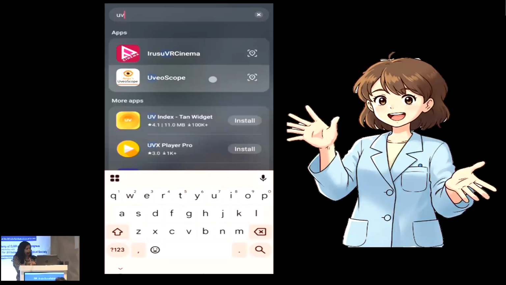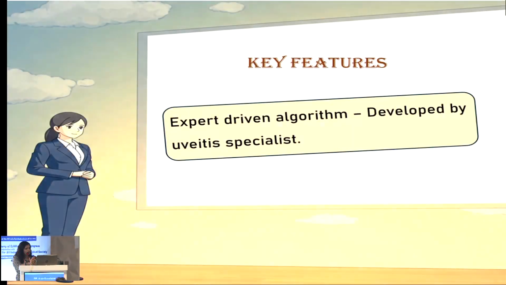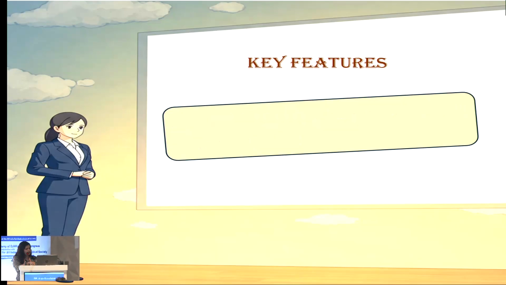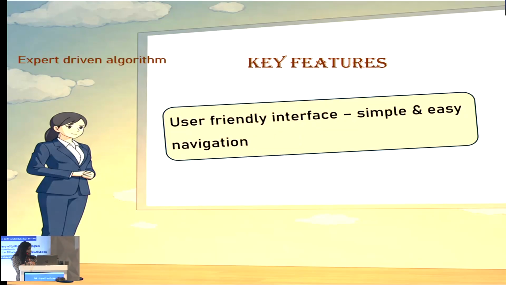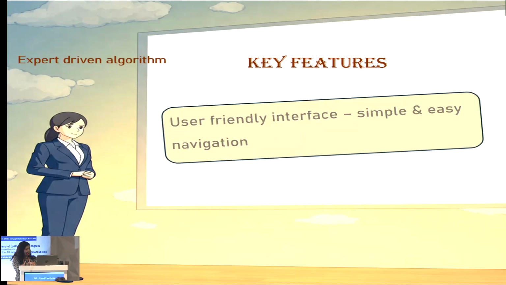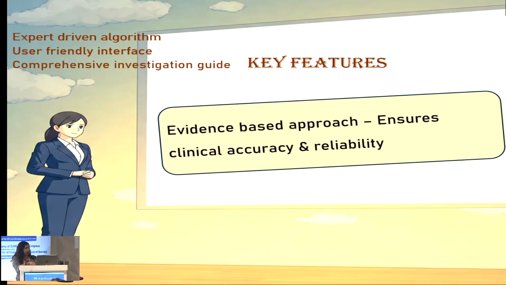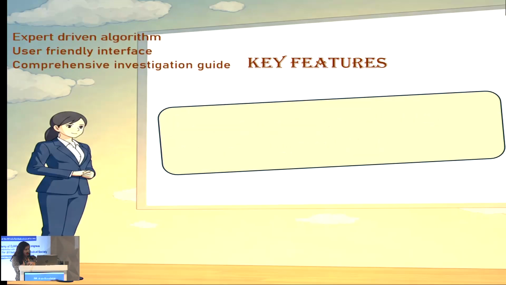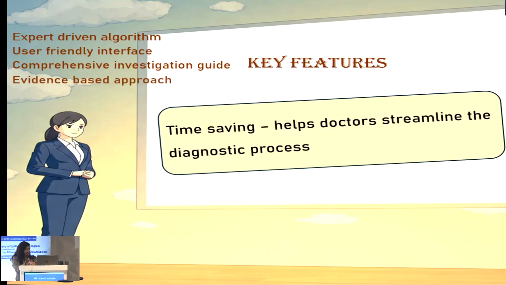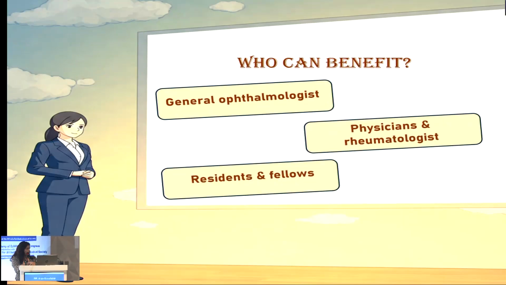So why should we use this Uveoscope? The key features are: it is an expert-driven algorithm developed by a uveitis specialist. It has a user-friendly interface with easy and simple navigation. A comprehensive investigation guide which recommends relevant blood investigations and imaging. An evidence-based approach ensures clinical accuracy and reliability. Next is time saving, helping doctors to streamline the diagnostic process.